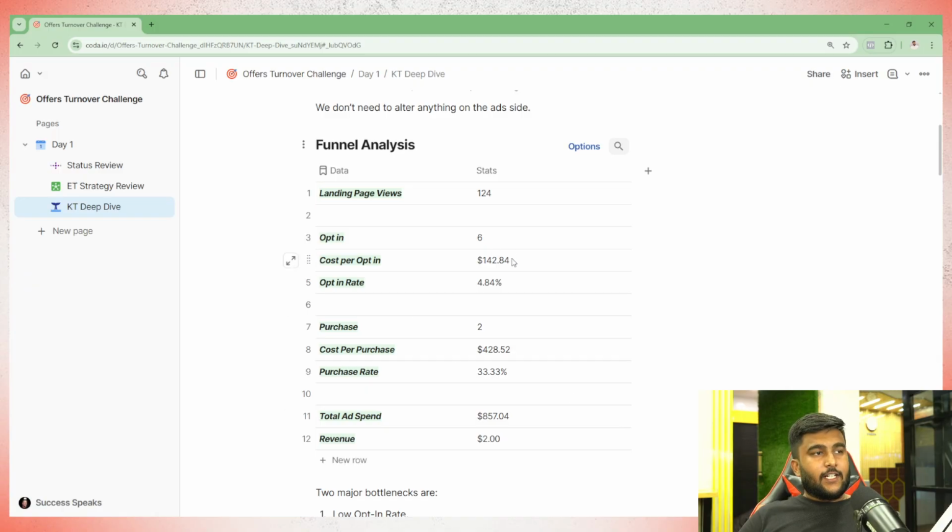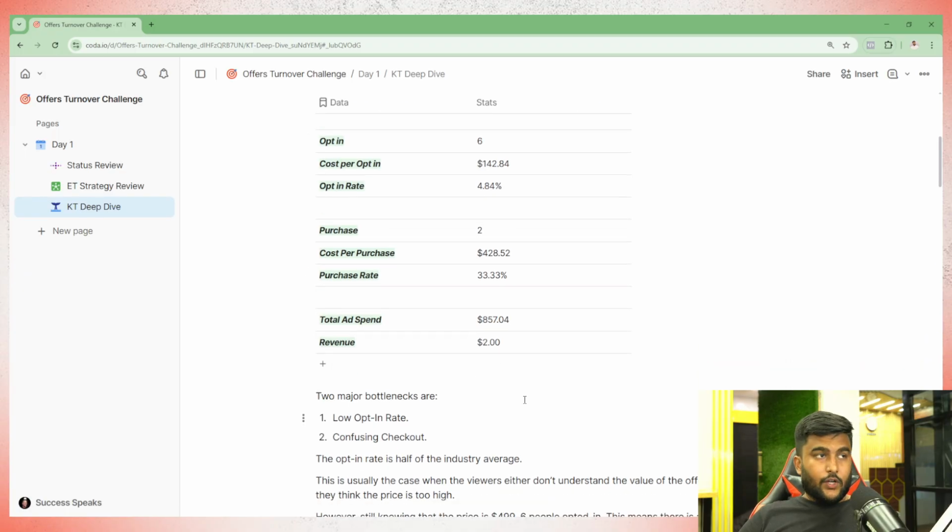So it cost us $142, and then we got two purchases, which basically means that we just got two trial purchases for $1 each, right? And both of these clients who purchased the trial cancelled. So that means out of spending $857, we only made $2 revenue, which was not good at all.